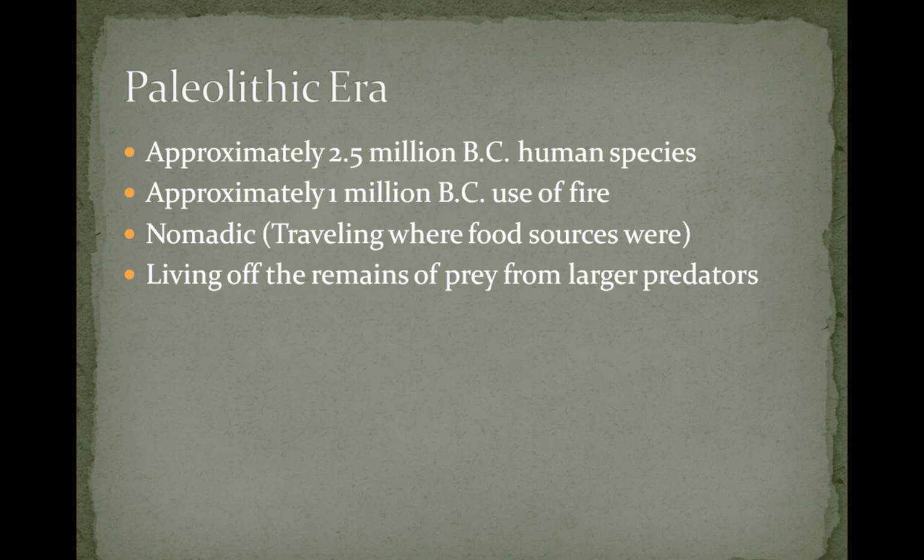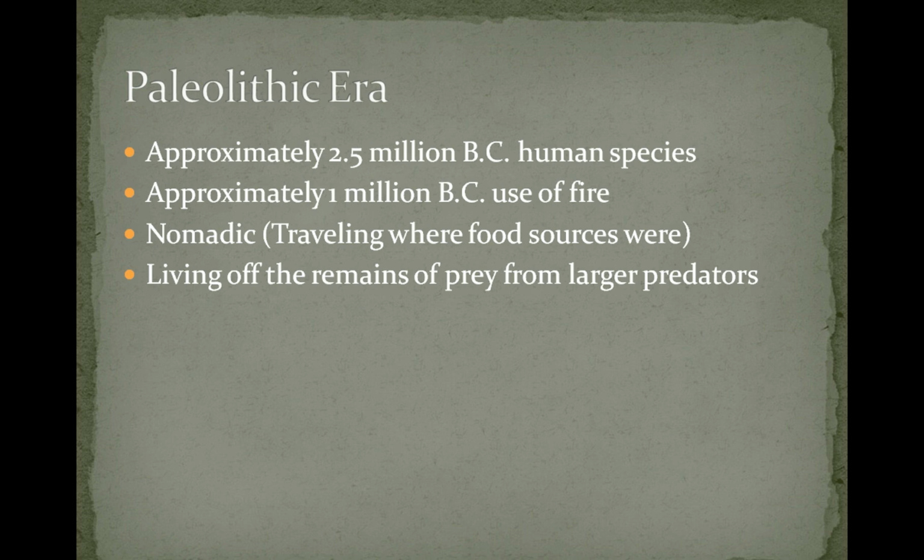So let's start with the Paleolithic era. Just so you guys know, the first part of Paleolithic, paleo, translates to old, and lithic translates to stone. So Paleolithic, Old Stone Age, and that's the same thing with Mesolithic and Neolithic. The main takeaway that I want you guys to get from the Paleolithic era is this is where human beings first started, and I have approximately 2.5 million BC.